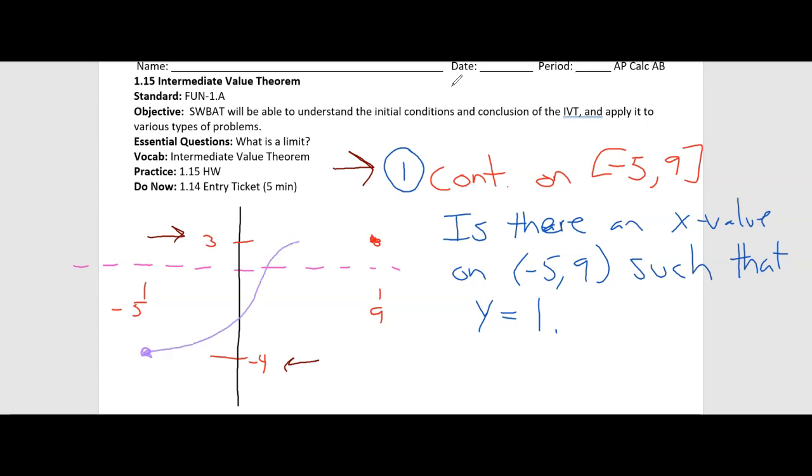So no matter what path I choose for the function to go, it's going to have to take on every single y value between -4 and 3. And that's essentially what the intermediate value theorem states, but let's put a formal definition down in the box below.